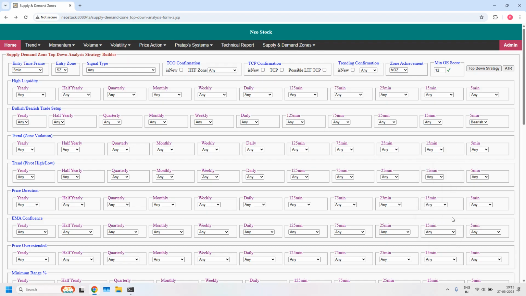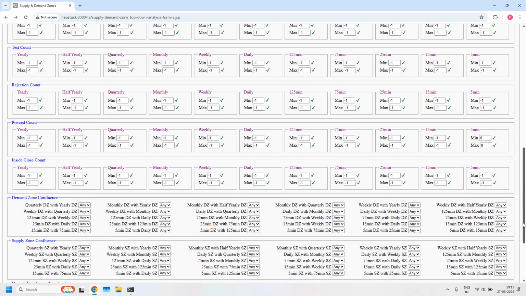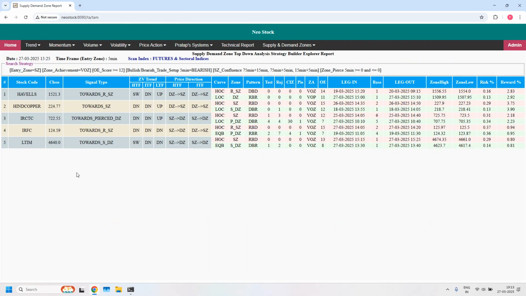Removing the EMA filter. In the supply zone confluence, we should set 3 filters for HTF zone confluence. The first filter is already enabled. Next, 5 minute supply zone with 75 minute supply zone confluence. Then 15 minute supply zone with 75 minute supply zone confluence. With all the 3 filters, we got 5 stocks. In these 5 stocks, the 5 minute supply zones are overlapped with the 15 minute supply zone, and both together are again overlapped with the 75 minute supply zone.